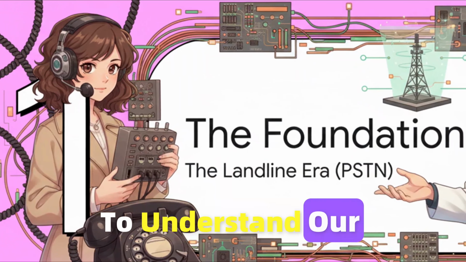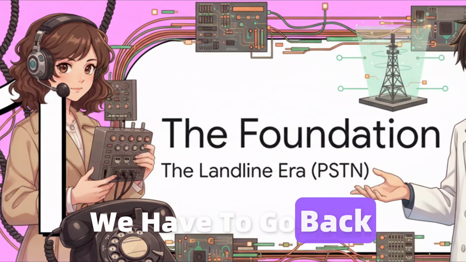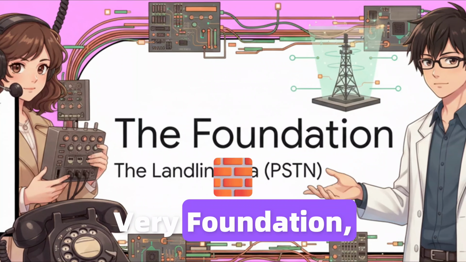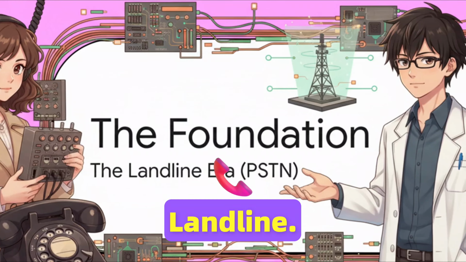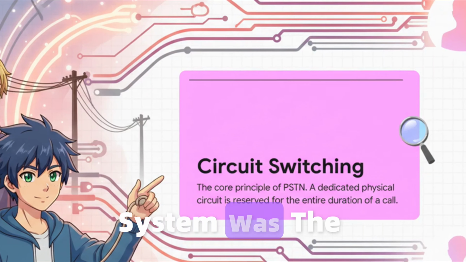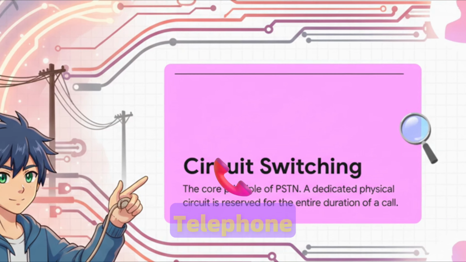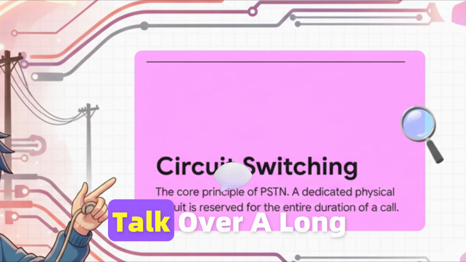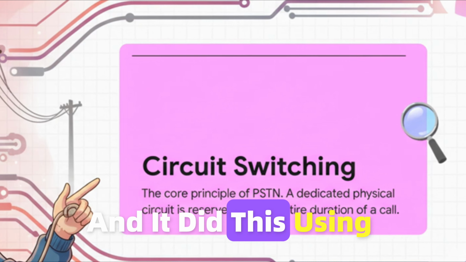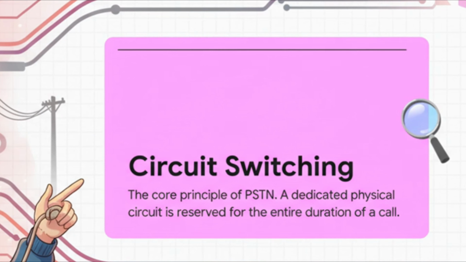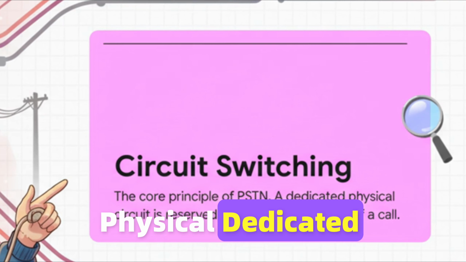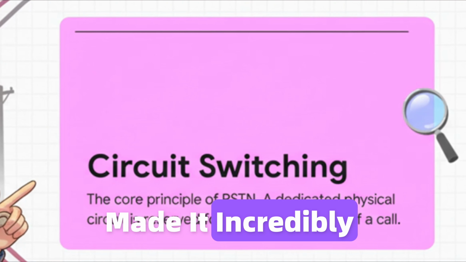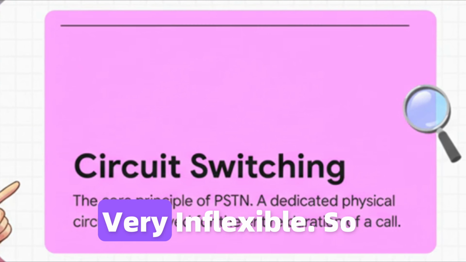To understand our complex present, we have to go back to a much simpler past. So let's start at the very foundation, the era of the landline. So, the original system was the PSTN, the Public Switched Telephone Network. Its goal was beautifully simple. Just let two people talk over a long distance. And it did this using a method called circuit switching. Now, imagine a physical dedicated phone line being reserved just for your call. That connection made it incredibly reliable, but also very inflexible.